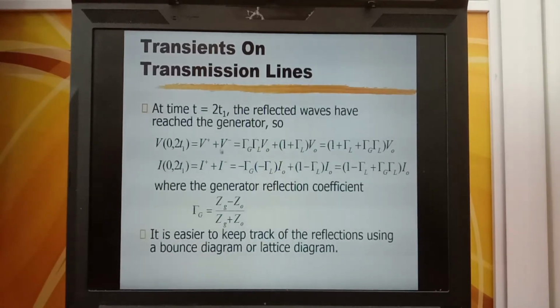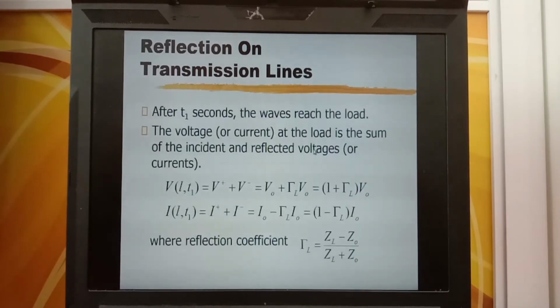The voltage going in the negative direction, that is the voltage that comes from the load or reflected from the load earlier. That voltage is 1 plus rho L times V naught that we got earlier. 1 plus rho L V naught is the voltage that is reflected back to the generator.